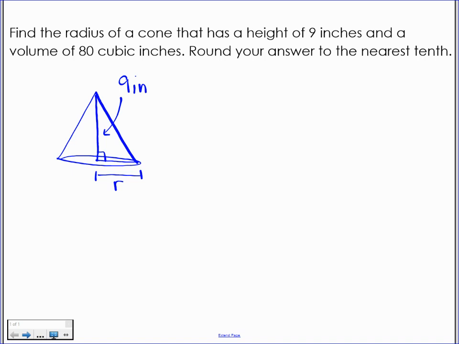All right, so today we've got to find the radius of a cone that has a height of 9 inches and a volume of 80 cubic inches. We also want to express our answer to the nearest tenth.